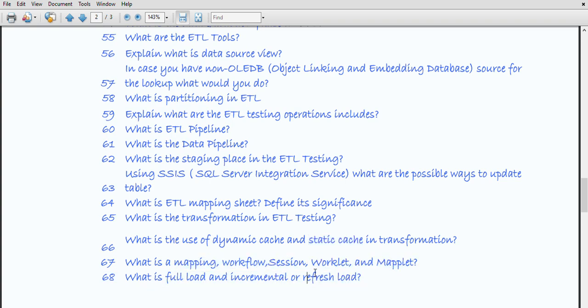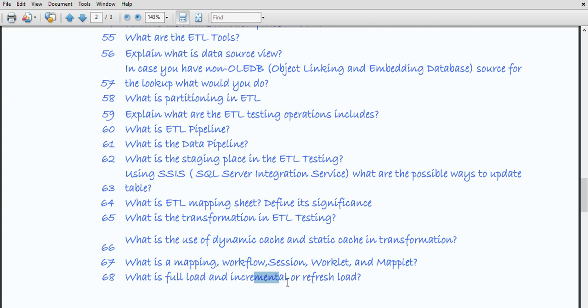Next is, what is meant by mapping, workflow, session, worklet and mapplet? Mapping represents the flow from source to target. Workflow is a set of instructions which tells the Informatica server how to execute the tasks. Mapplet configures or creates a set of transformations. Worklet is an object that represents a set of tasks, and session is a set of instructions that describe how and when to move the data from source to target.